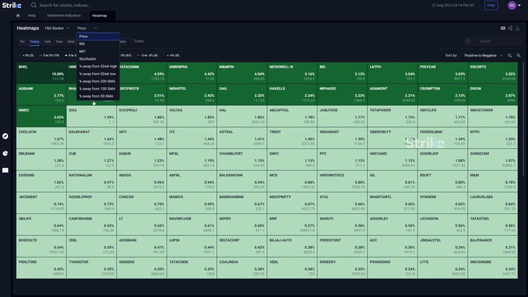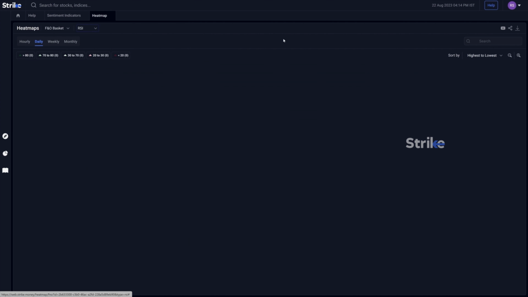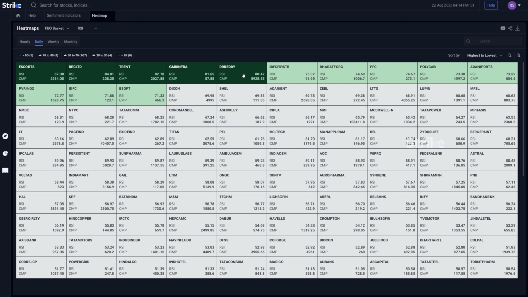Once again, you can choose what filtration you want to do. Do you just want to look at price performance? Do you want to look at RSI performance, or some other indicator? So let's now switch to an RSI performance and see what happens. The moment you click on RSI, you can actually see the name of the stock followed by the RSI reading and the current market price.